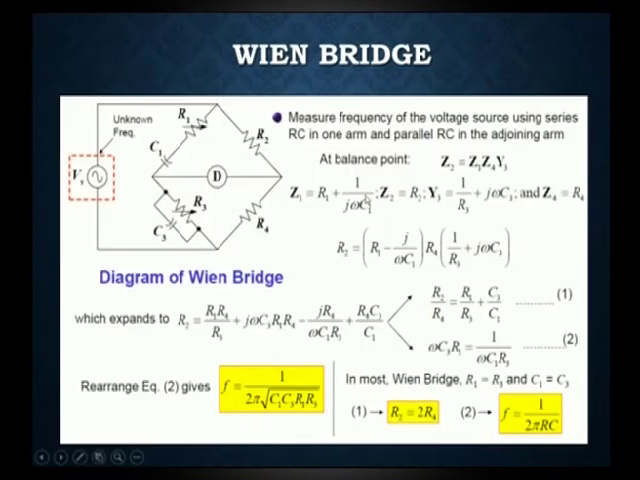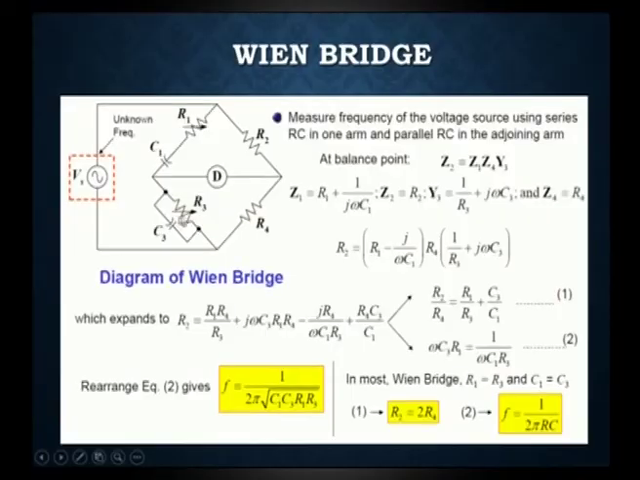Another type of bridge circuit that we need to discuss is the Wien bridge. The Wien bridge is mainly used to find the frequency of a voltage source, using a series RC and a parallel RC in one arm, and a series RC and a parallel RC in the adjoining arm.